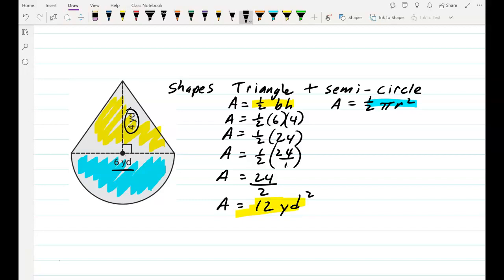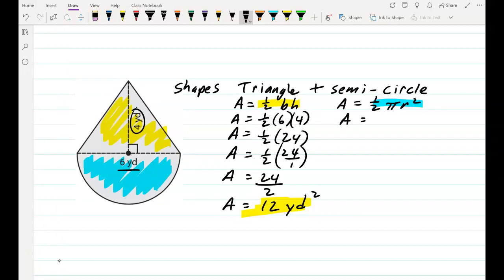Now let's find the area of the semicircle. This is going to be a few steps, so hang in there. The area is 1/2 times pi times the radius times the radius. Remember, that's what r squared is. So that'll be 1/2 times pi times, how much is our radius? Well, we can see that all the way across, that's 6 yards. So half of that would be 3 yards. And that would be the radius. So the radius is 3. Half times pi times 3 times 3.